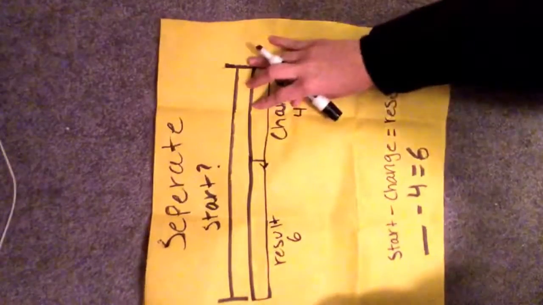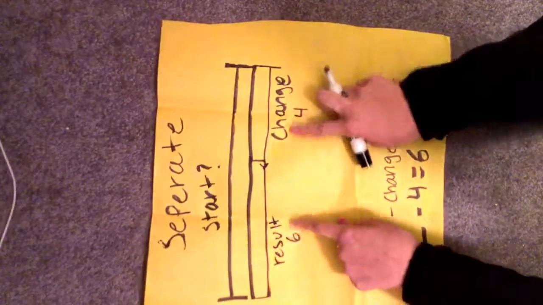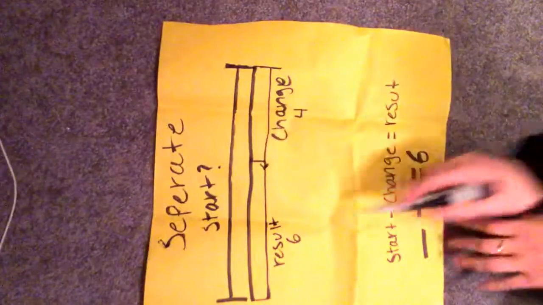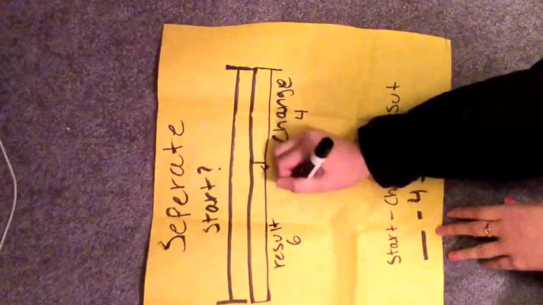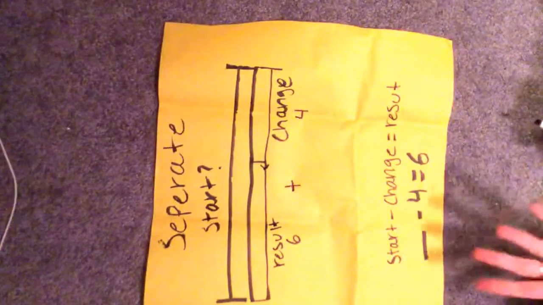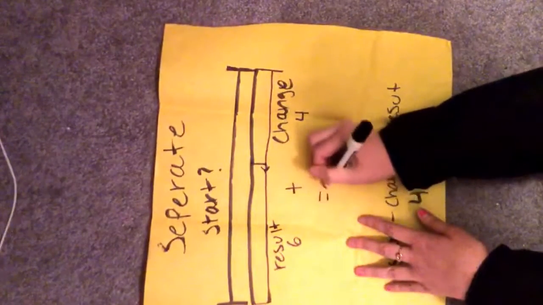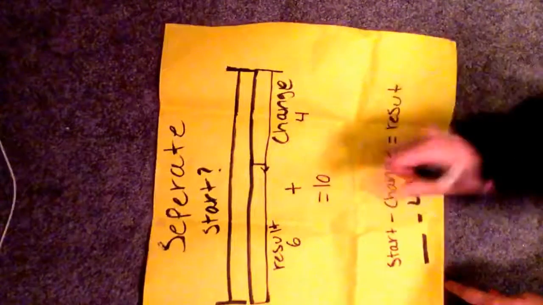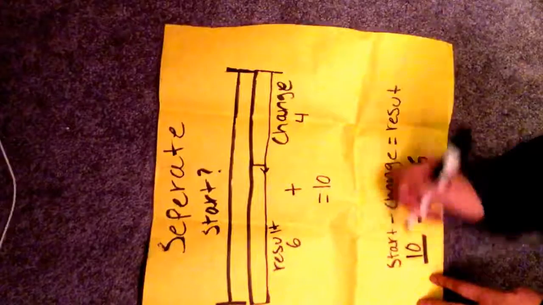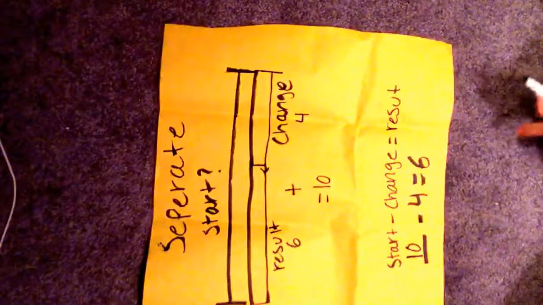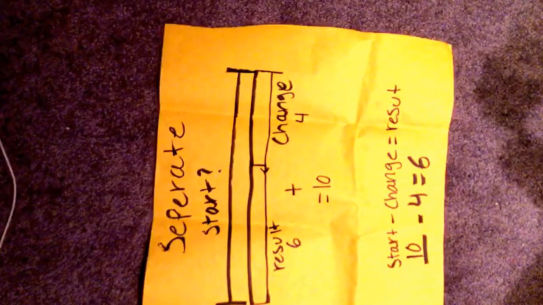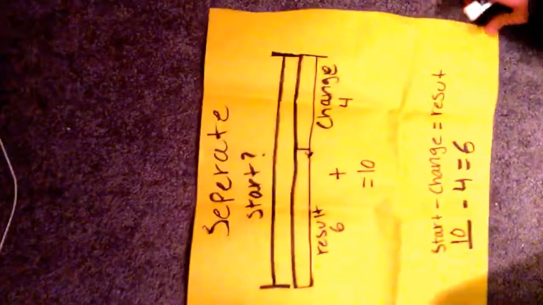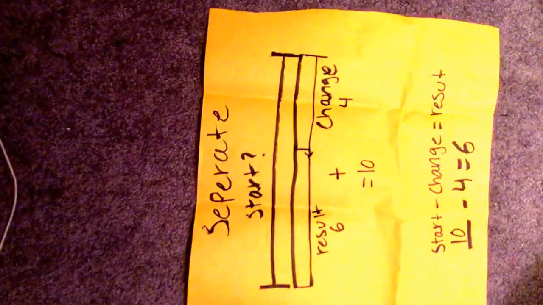Now, as you can see, the result and the change added together equal our start. So that means all we need to do to find our start is to add our result and our change. So 6 plus 4 we know is, good job, 10. So all we need to do now is plug it into our problem. We know our start is 10. Now let's check. 10 minus 4 equals 6. Is that correct? Good job. And that is how we solve addition, subtraction problems using linear and set models.